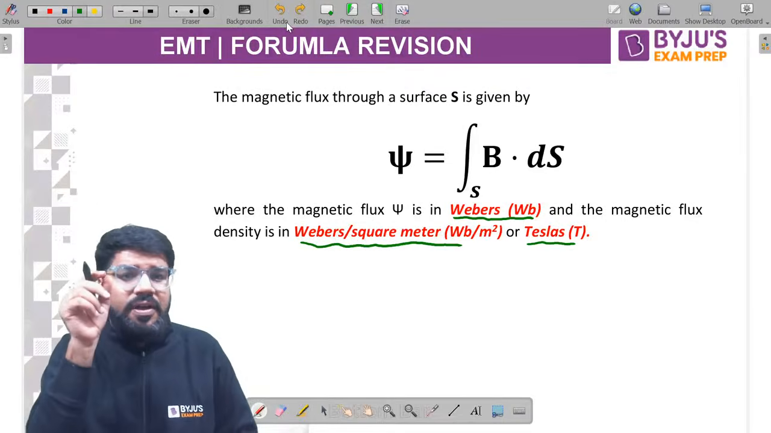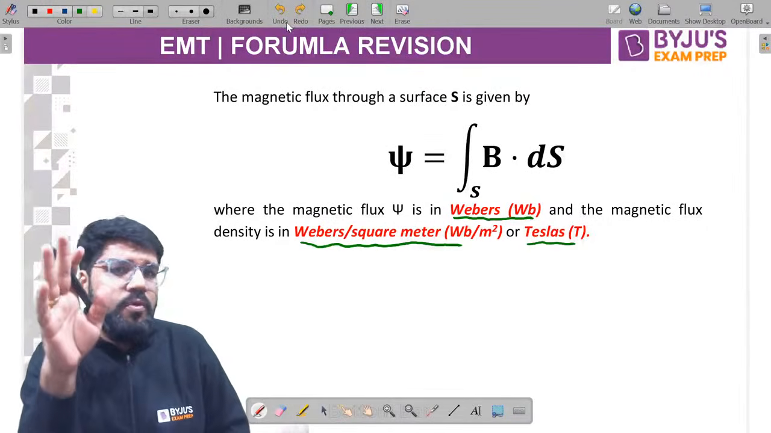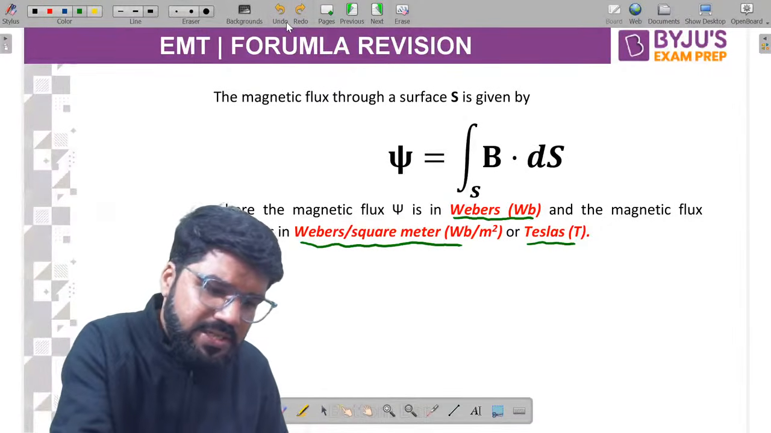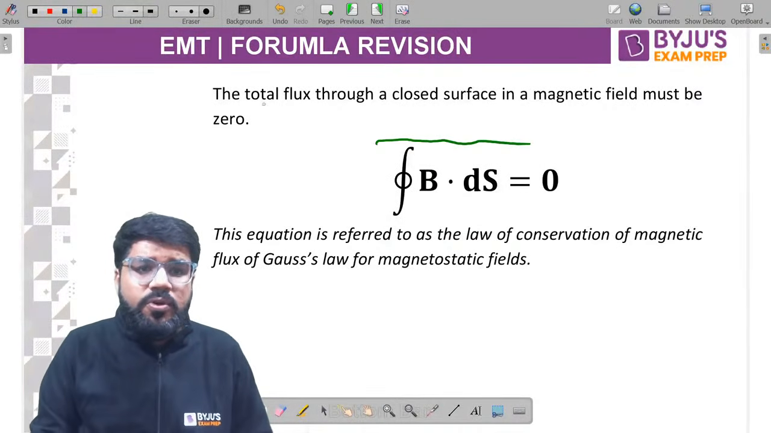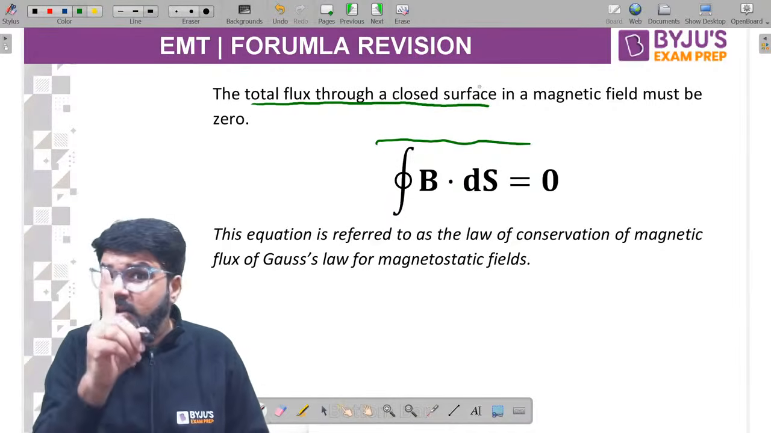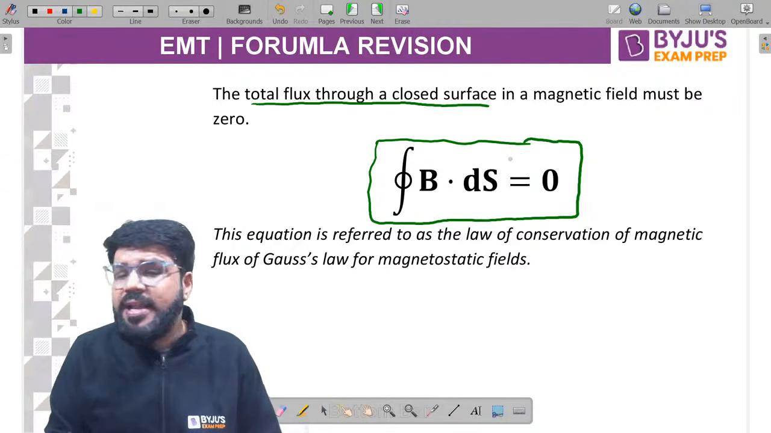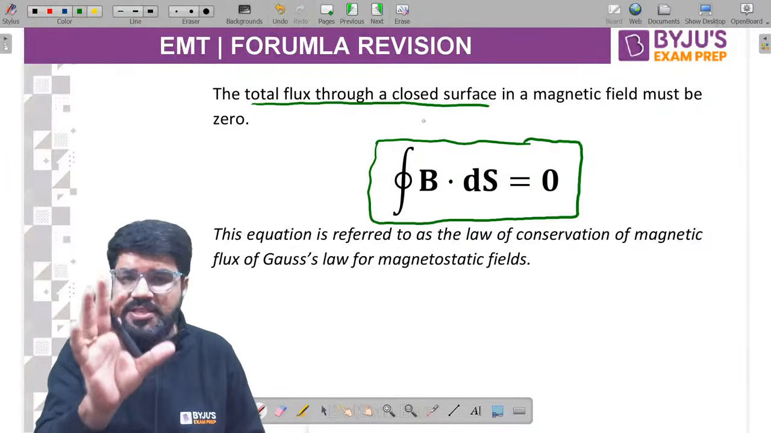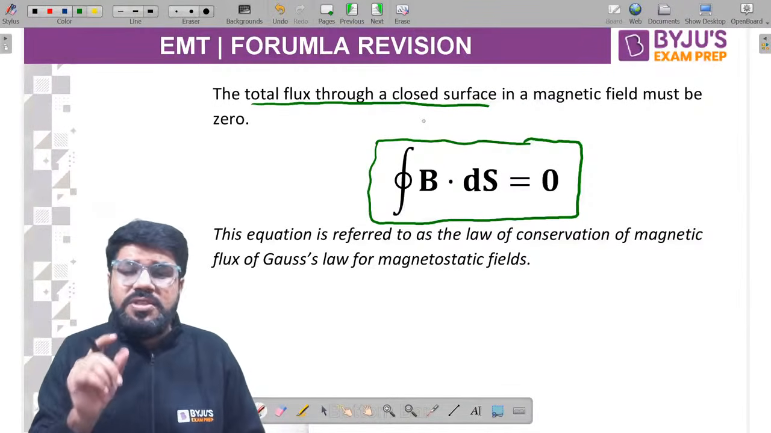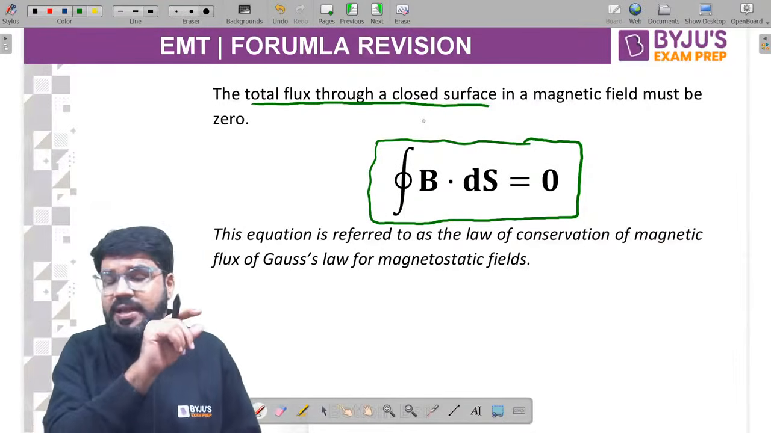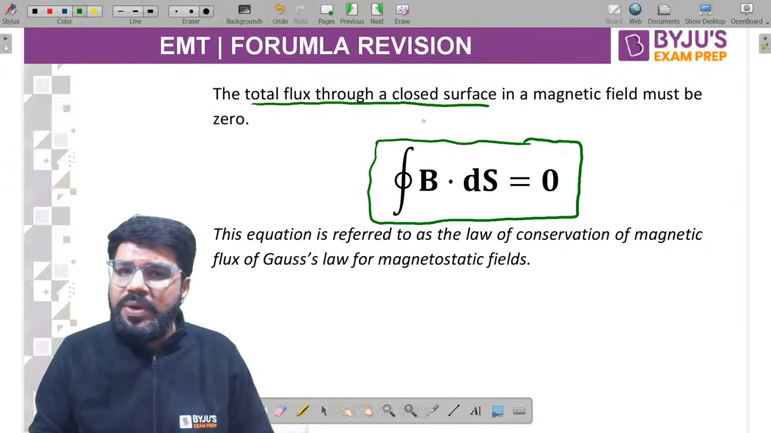There is a concept that magnetic monopoles cannot exist. Till date, there is no proof of existence of magnetic monopoles, although research is still going on. But by the concept of absence of magnetic monopoles, we get that the total flux crossing any closed surface is always zero. I'm not proving it, I'm just giving you the oral statement and the final formula. Any closed surface will always enclose a magnetic dipole because there is no magnetic monopole, and that is why the total flux is equal to zero.